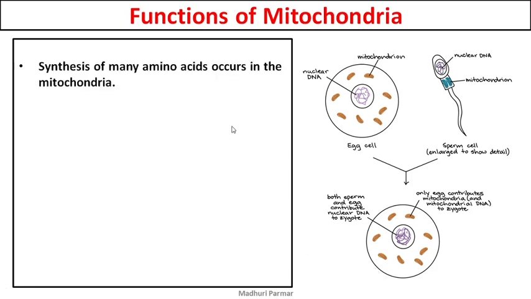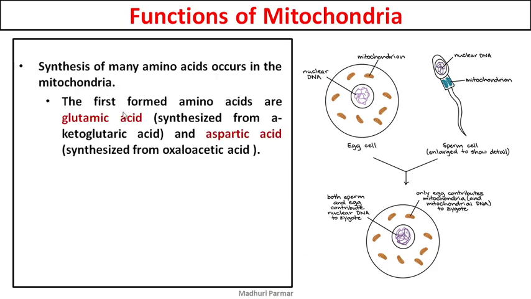Synthesis of many amino acids occurs in the mitochondria. At first, two amino acids are made. The first amino acid to be made is glutamic acid. It is synthesized from alpha ketoglutarate. Alpha KG you must have heard in the TCA cycle, right? Then you have aspartic acid. Aspartic acid is synthesized from oxaloacetic acid, which again you must have heard in the TCA cycle, right?